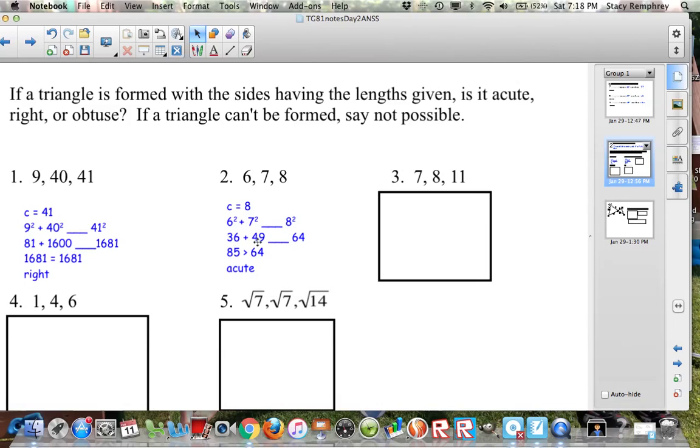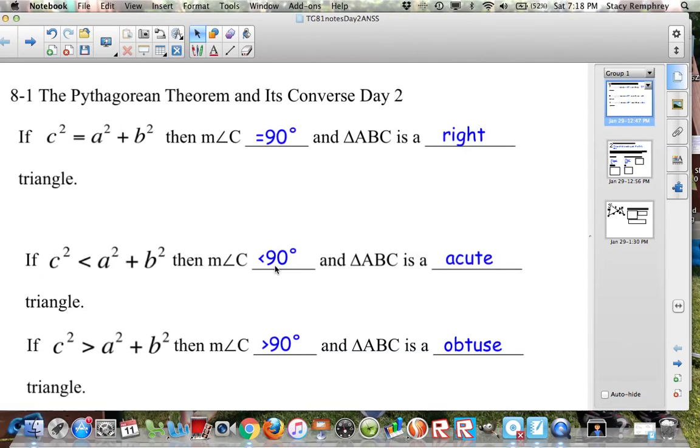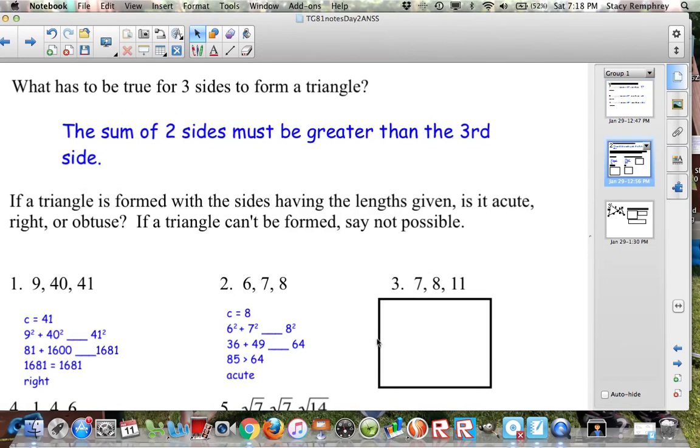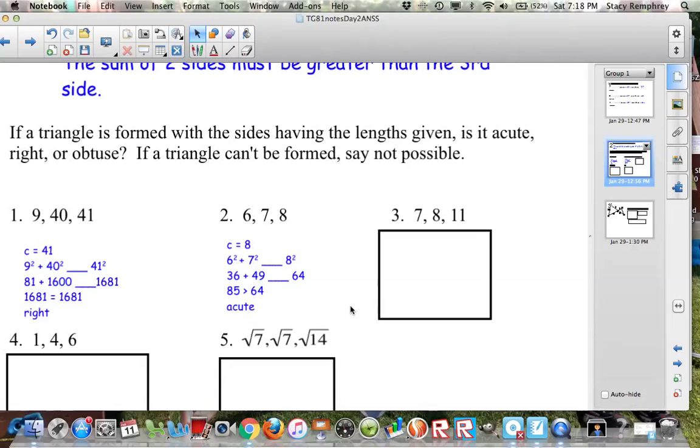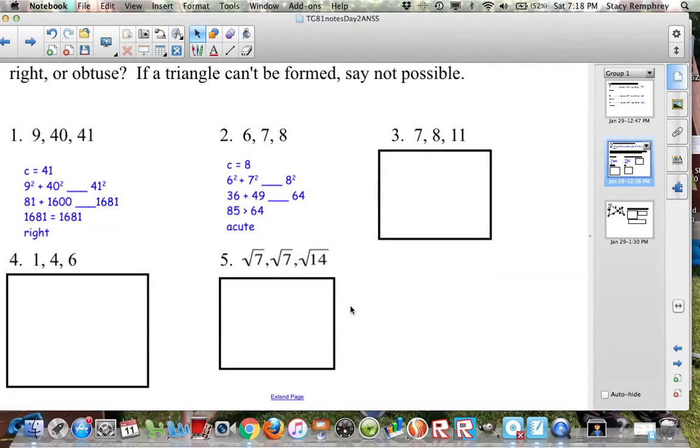When I did that, I found that C squared was less than A squared plus B squared. And going back to here, when that happens, it means it's an acute triangle. So that's where I got that. All right, what I'd like you to do is push pause and try the next 3 problems on your own, and then push play when you're ready to check your answer.